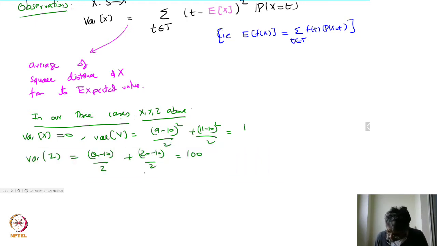So let me just keep this variance here. Let me do the standard deviation as well. So standard deviation of x is 0. Standard deviation of y is 1. And standard deviation of z is 10.